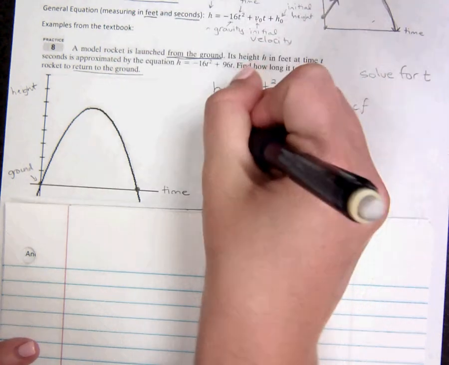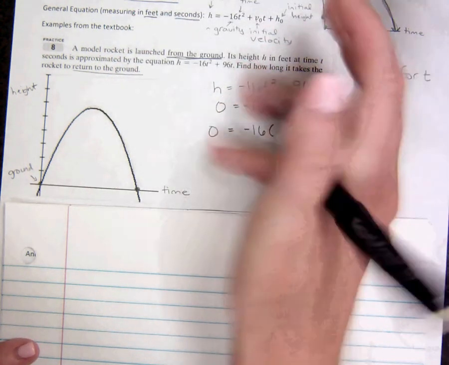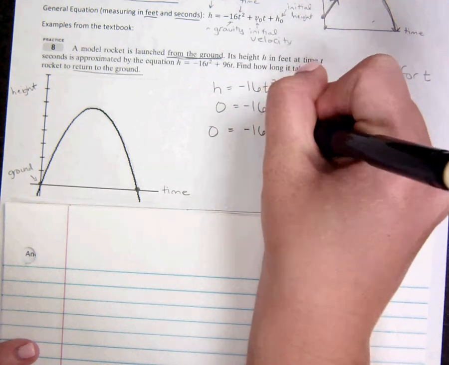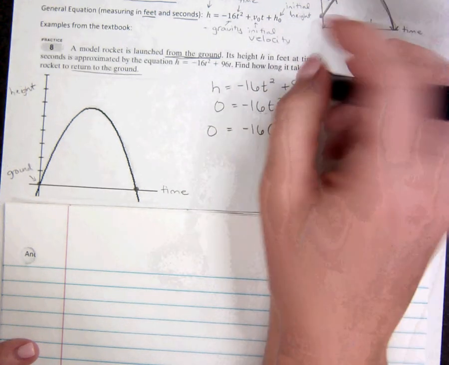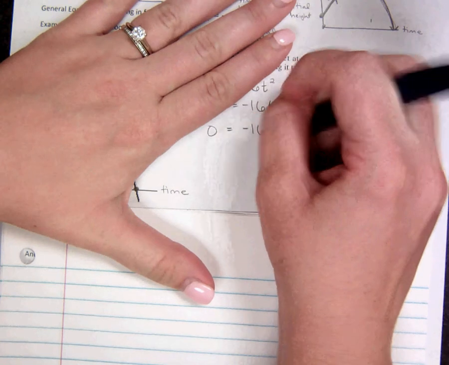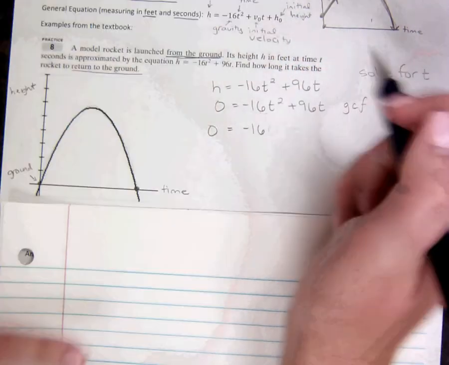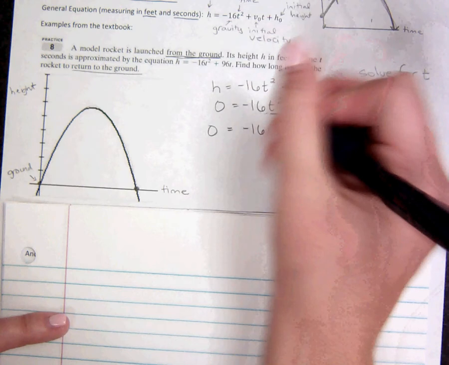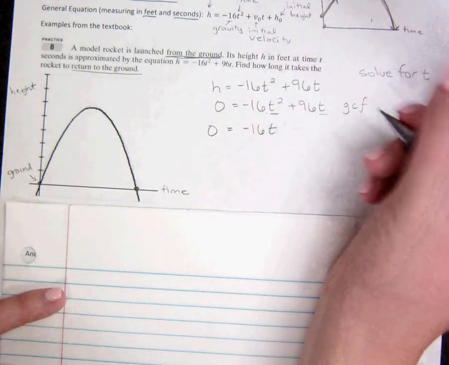So we have 0 equals, we're going to factor out negative 16. That leaves us with t squared, I'm sorry, let me try this again. We're also going to factor out a t. So there's a t squared and a t. So we're going to take out negative 16t.